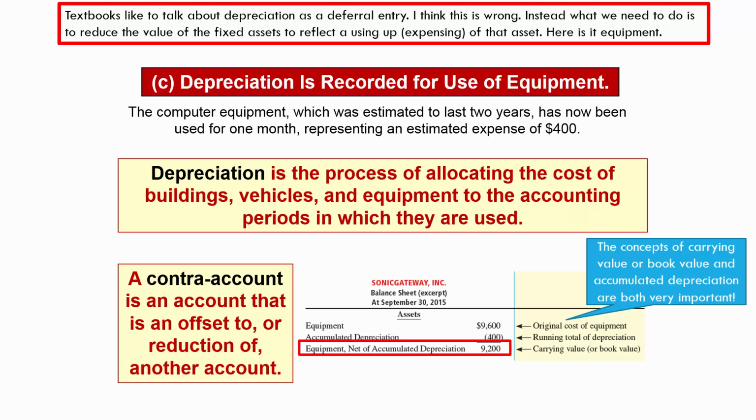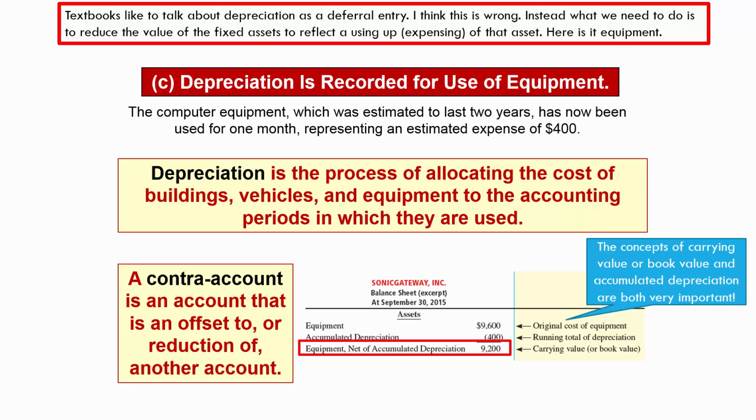In this case, our equipment still has a carrying value of $9,200. Well, what if, on the other hand, our accumulated depreciation account had this credit balance of $9,000? Then the net value of our equipment, or carrying value, would have been only $600. And a reader, when they looked at a financial statement like that, would say, oh, you have really old equipment.